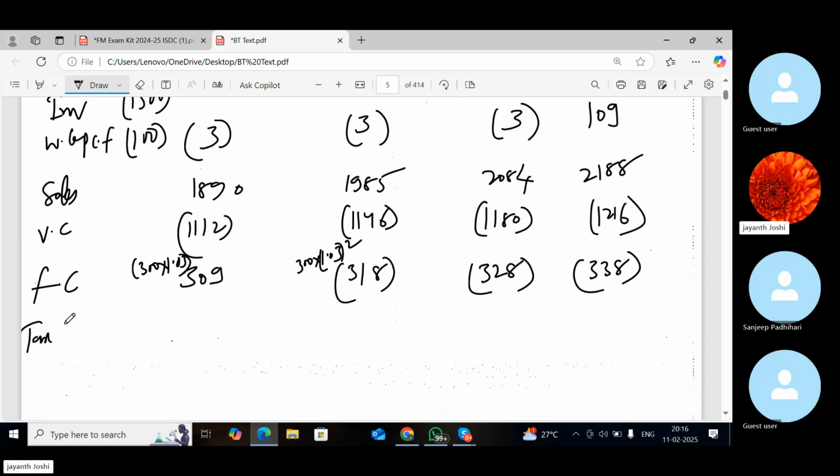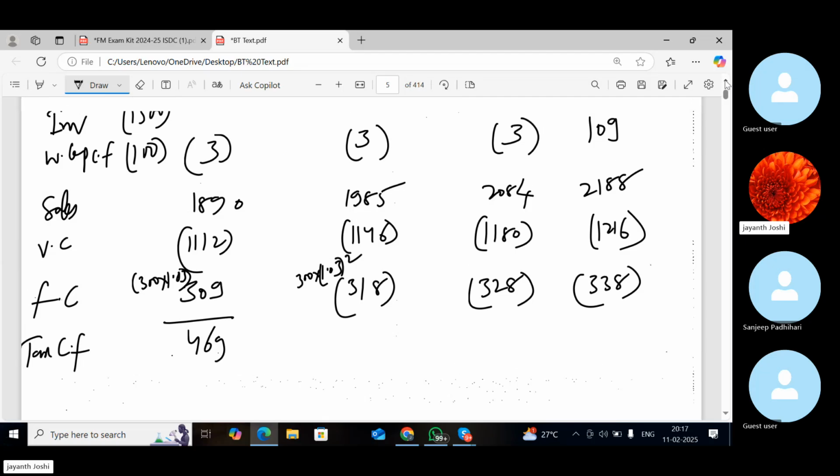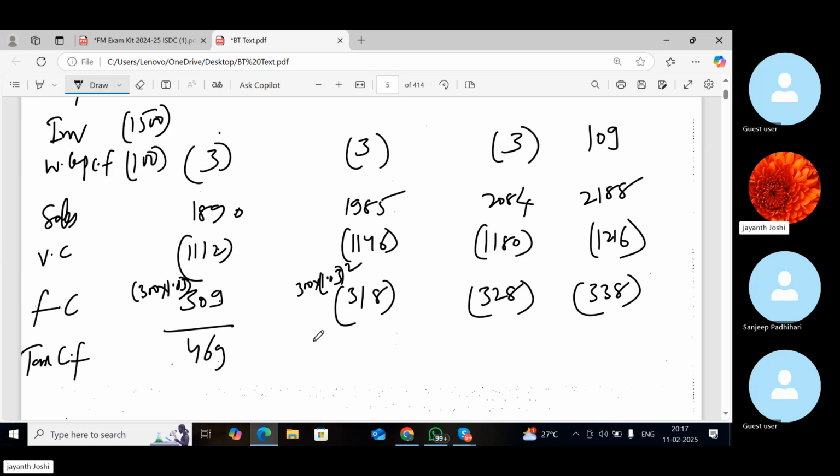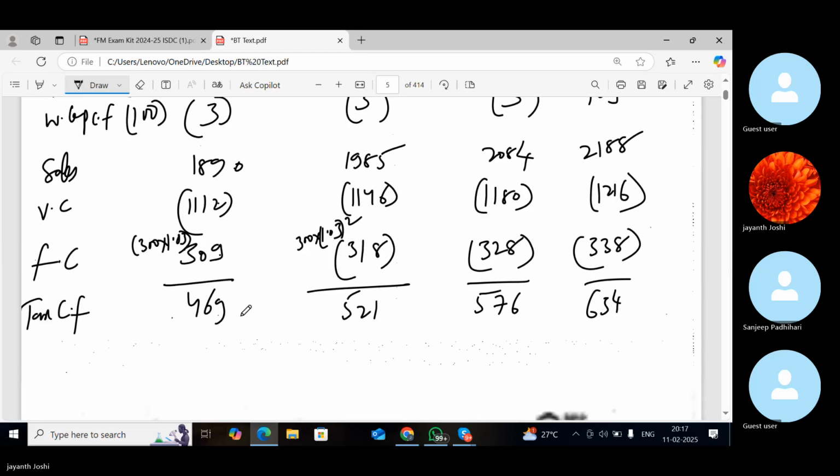Taxable cash flows, 469, because you need to just see what you're doing. 1890 minus this plus this minus this. So whatever is in brackets is negative, whatever is not in brackets is positive. Then we have to pay the taxes. Tax, TAD also we need to take, right? Now we can pay the taxes. Tax payments at the rate of 20%.